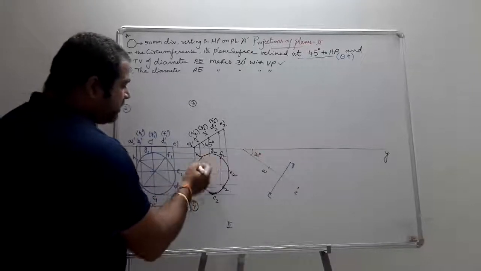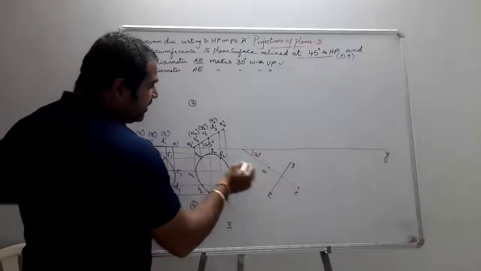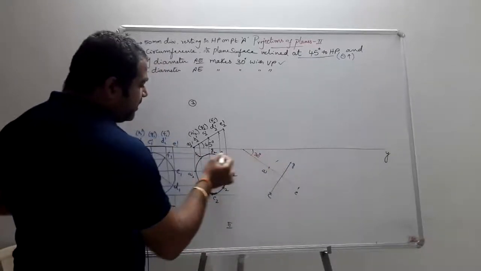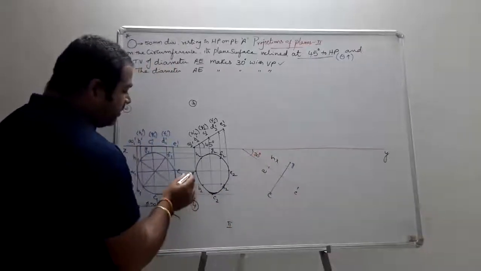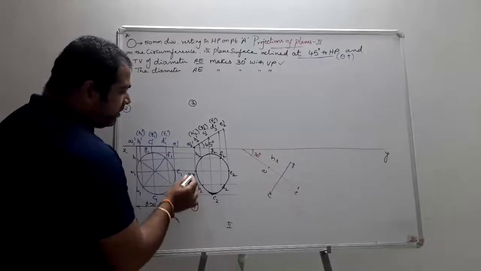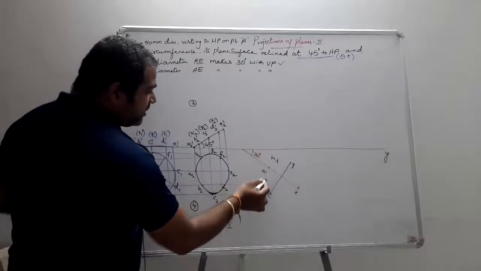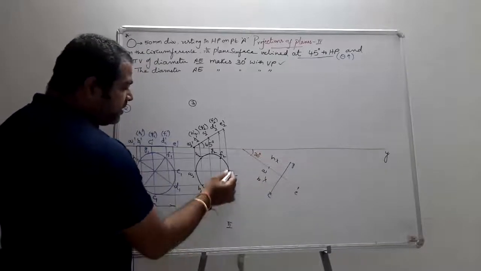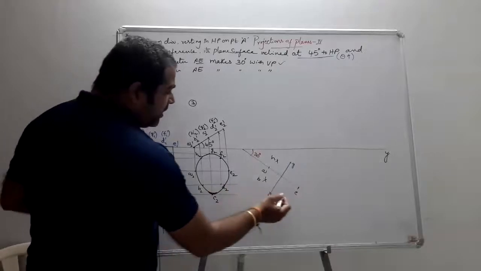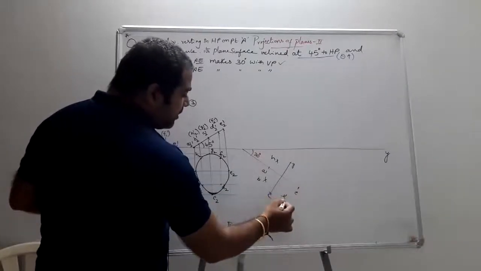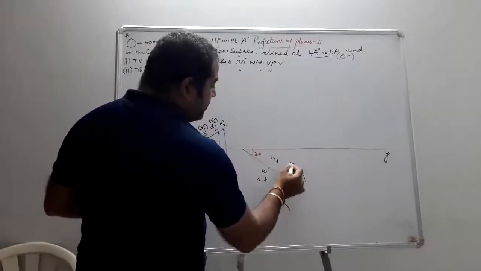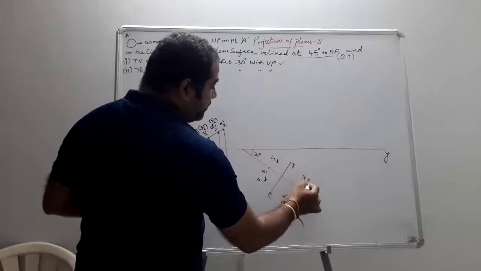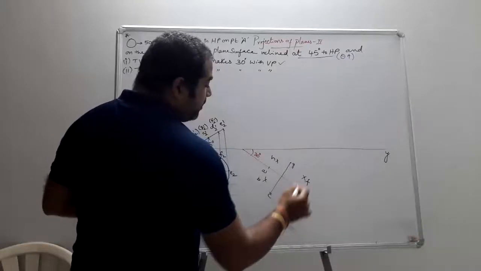In between AG, I am going to get H. A as center, AH as radius, done. G as center, GH as radius, cut the arc at point H. Similarly, in between A and C, you will get B. A as center, AB as radius, done. C as center, CB as radius, cut the arc at point B. Similarly, in between C and E, you will get D. CD as radius, done. ED as radius, cut the arc at point D. Similarly, E as center, done. G as center, cut the arc at point F. Okay? Now join all the points.